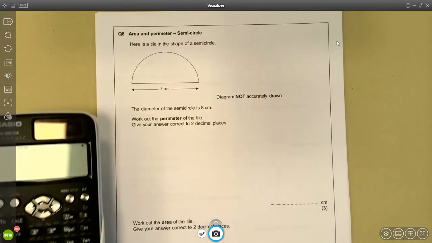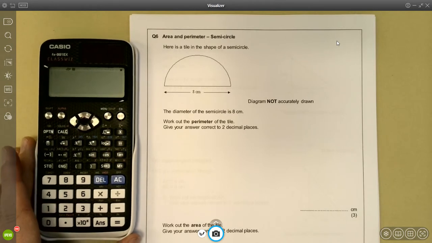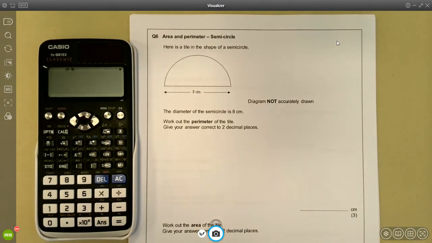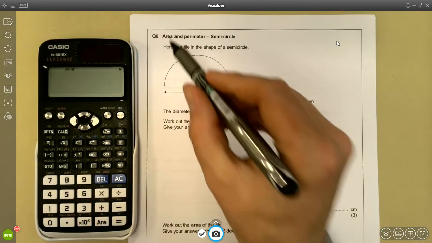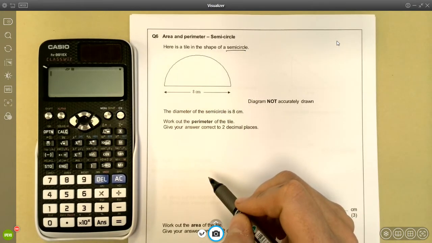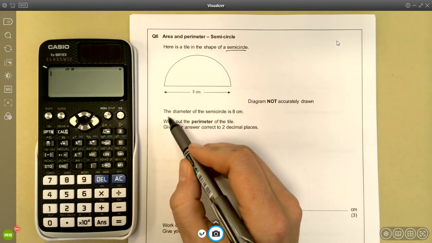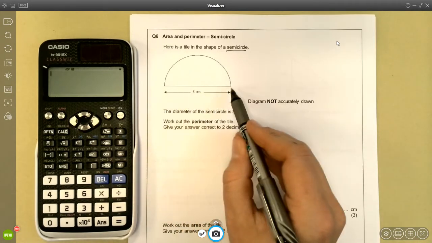Okay, number 6, getting into some big boy maths here. We're going to need to use our calculator for this question really accurately. So here is a tile in the shape of a semicircle. Okay, and we've got a diagram, beautiful. And it's saying that 8 centimeters is along this edge here.